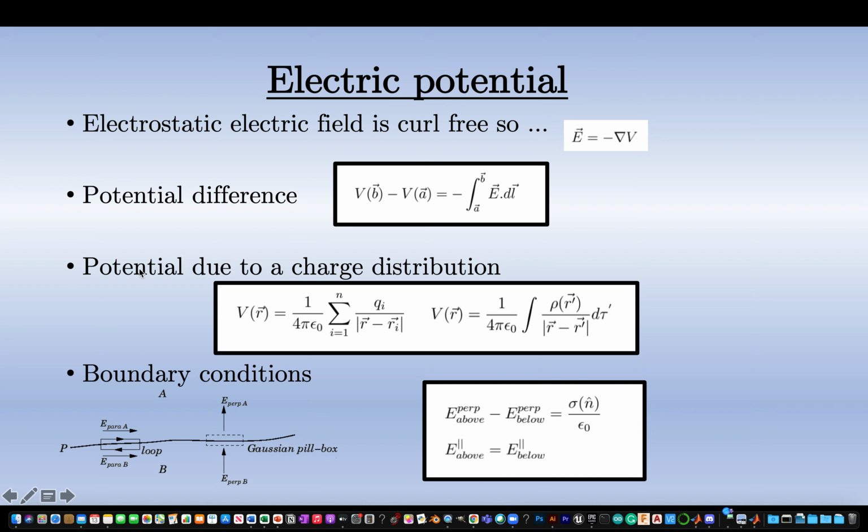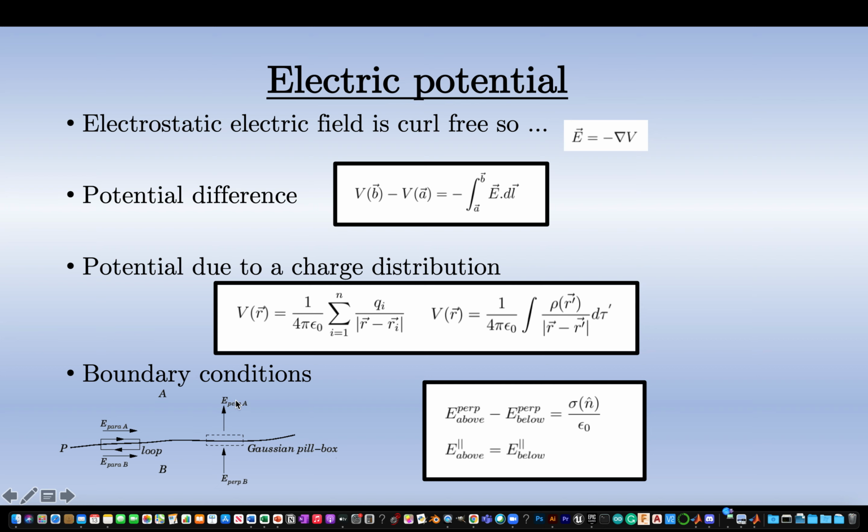Then we can also talk about potential due to a charge distribution. The first expression is for a discrete charge distribution, and the second one is equivalent but for a continuous charge distribution. This is just a simple summation or an integral of the normal point charge potential formula which we learned in 12th grade, which is 1 by 4 pi epsilon naught times q by r.